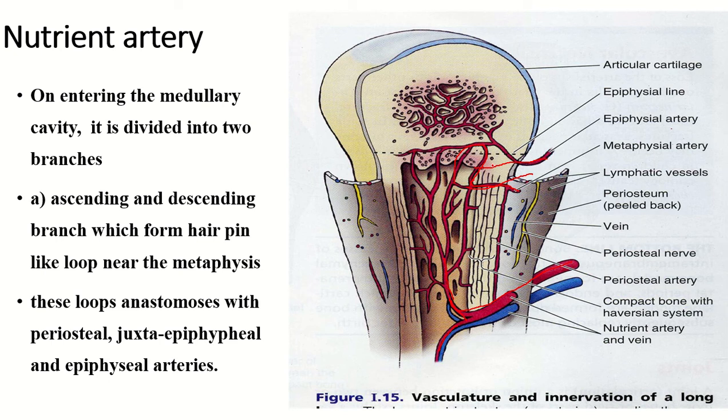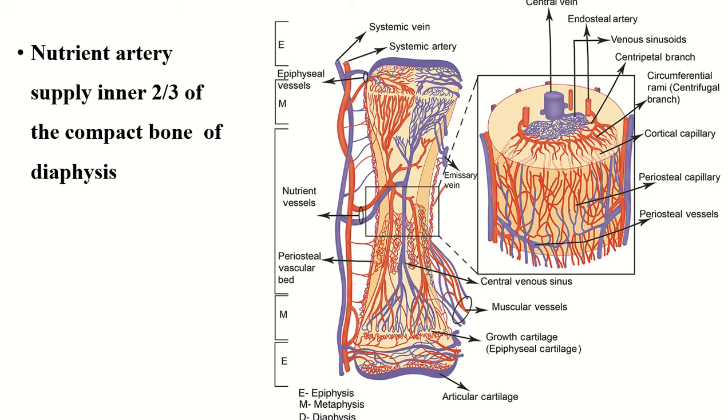So these are the parts of a developing growing long bone. This part is known as the metaphysis. This part is very important because it is rich in blood supply, because here are present the loop-like branches of the nutrient artery, which anastomose with the periosteal artery, metaphyseal artery, and branches of the epiphyseal artery. The nutrient artery supplies the inner two-thirds of the complete bone of the diaphysis.